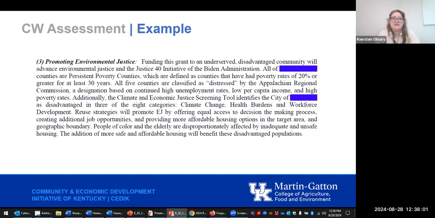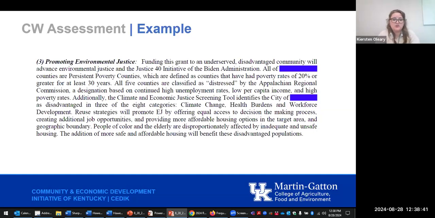But it goes on to explain the designation based on continued high unemployment rates, low per capita income, and high poverty rates. And then they address the Climate and Economic Justice Screening Tool specifically. So they're answering that question, saying the city is disadvantaged in 3 of the 8 categories. So yes, this is a disadvantaged community in the target area that we're identifying. Reuse strategies will promote EJ by offering equal access to the decision-making process. That was a typo on that one.